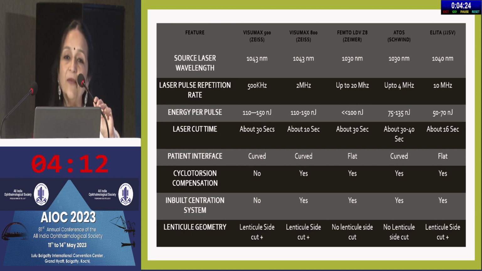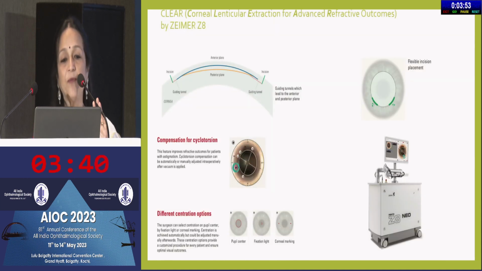The patient interface was the factor that was not allowing further investigation on the other platforms because it was patented. But now, with flatter contact glasses also, they are able to do a good extraction of the lenticule. Cyclotorsional compensation was the one that was lacking in the 500, which is present in all the other newer platforms, as is the inbuilt centration system, and the lenticular geometry varies slightly from platform to platform.